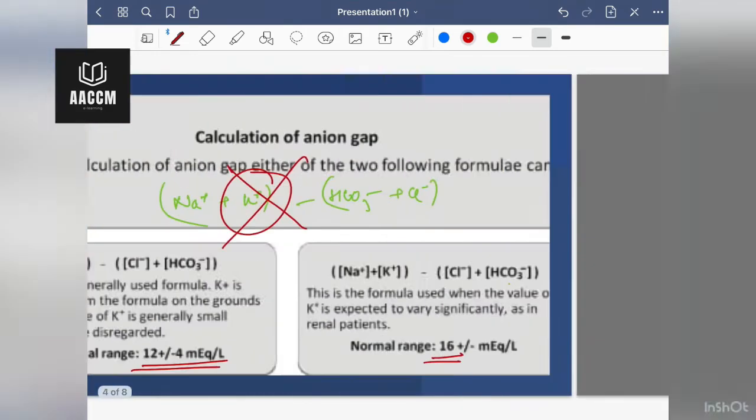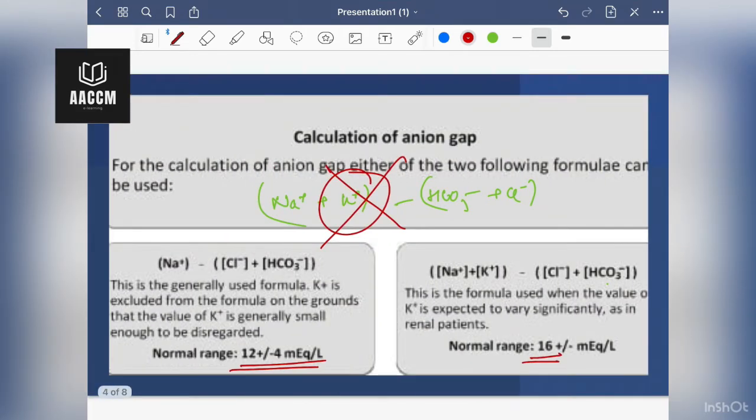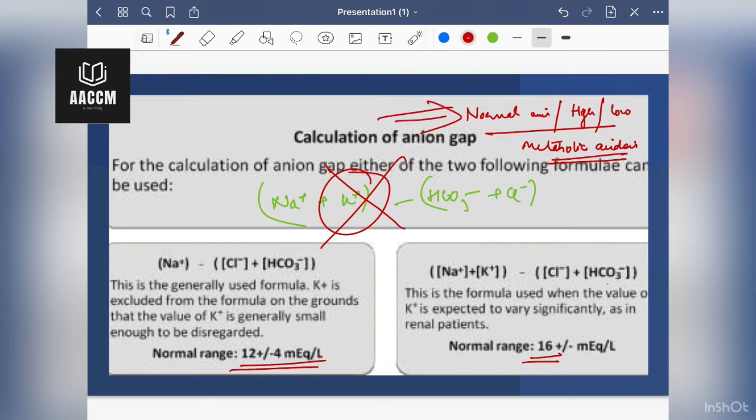Now, once we have seen whether the patient has a normal anion gap, high anion gap, or low anion gap in a case of metabolic acidosis, we can see that there are different situations which can contribute to all of these.